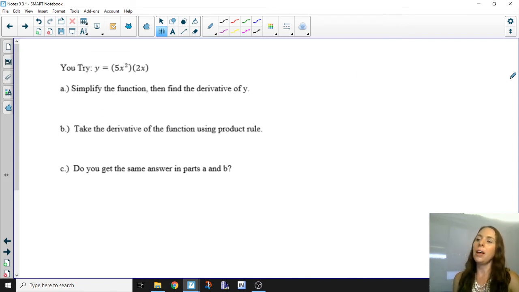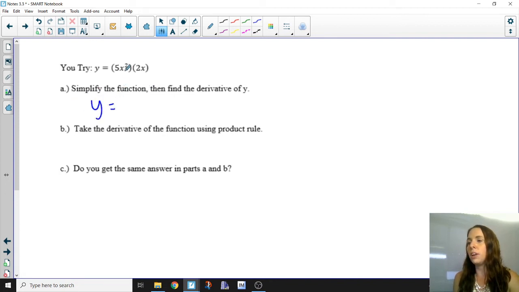Okay, this is a you try. If you want to pause the video and try it on your own and then come back to me and see the answers, you can. But I am going to go over this with you all together. We have another product of functions here. y equals 5x squared times 2x. It would be pretty easy to simplify this one. And that's what part A asks you to do. Simplify the function, then find the derivative of y.